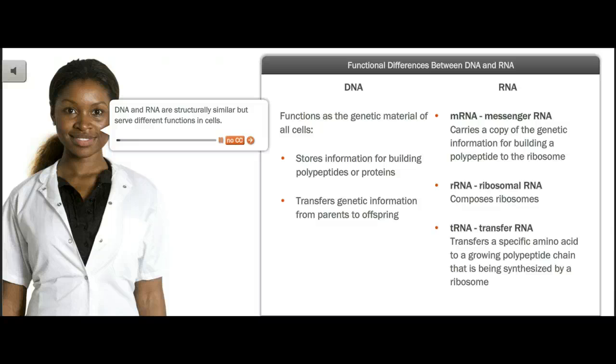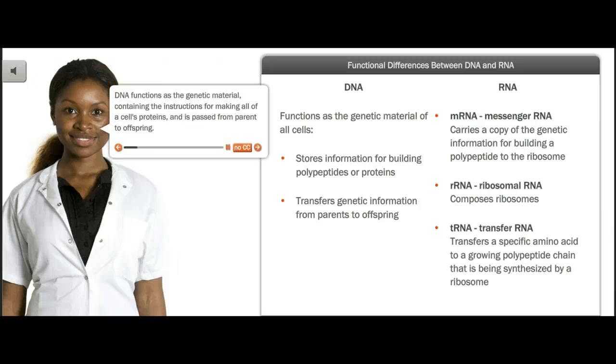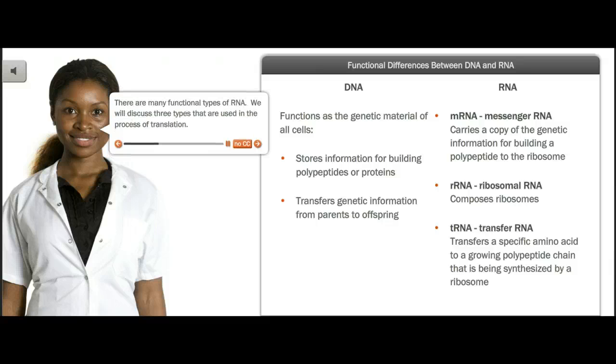DNA and RNA are structurally similar but serve different functions in cells. DNA functions as the genetic material containing the instructions for making all of a cell's proteins and is passed from parent to offspring. There are many functional types of RNA. We will discuss 3 types that are used in the process of translation.